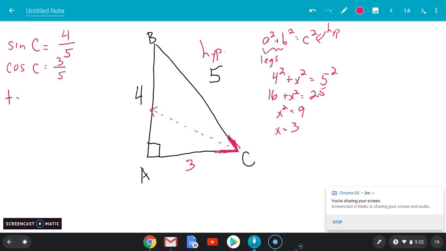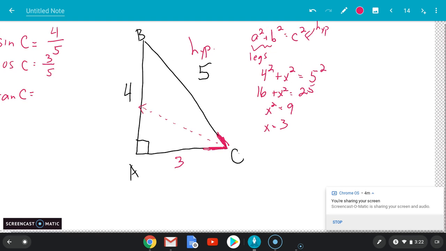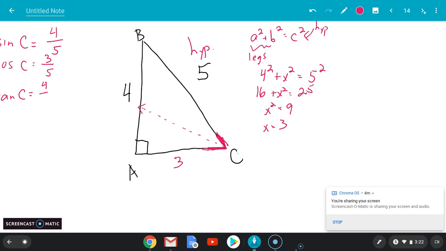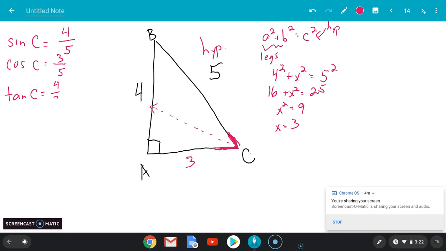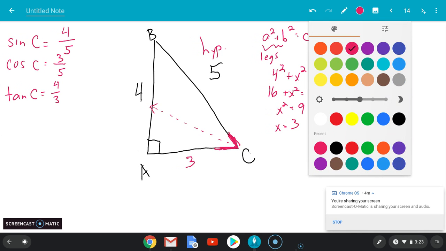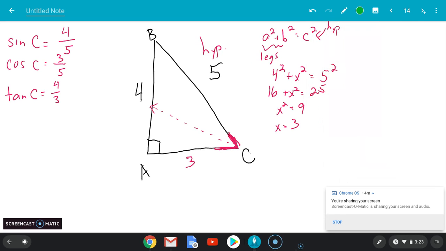Tangent of C would be, if you remember, the ratio is opposite over adjacent. We said before the opposite side was 4 and the adjacent side is 3. Now the question I get is, does that mean 4 is always opposite and 3 is adjacent? The answer is yes, if the angle we're talking about is C. But in your homework problem, it's talking about angle B instead, and we're asked to find sine of B, cosine of B, and tangent of B.